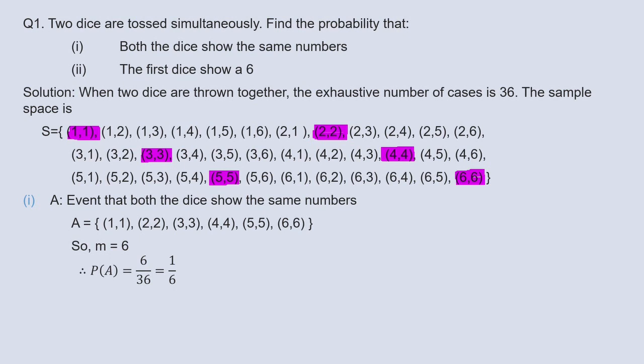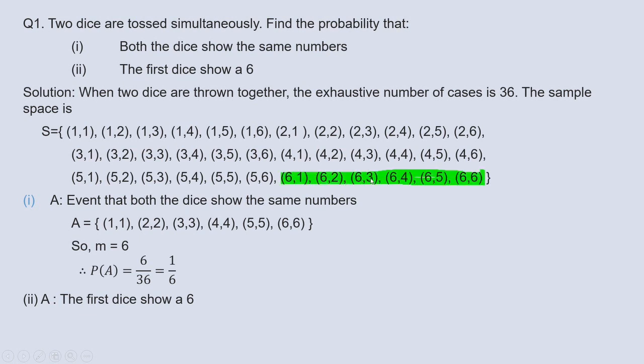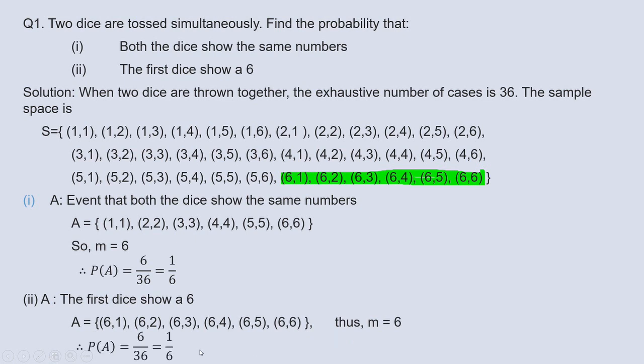Similarly, let us see the second one. Let us denote by A the event that the first dice shows a 6. So the first die will show a 6. So what are the values A can take? A can take these values. First is showing 6, second showing 1; first showing 6, second showing 2; first showing 6, second showing 3; and so on, this whole green highlighted set. So we write A as 6,1; 6,2; 6,3; 6,4; 6,5; 6,6. So M is equal to 6. Thus probability equals 6 by 36, which is 1 by 6.